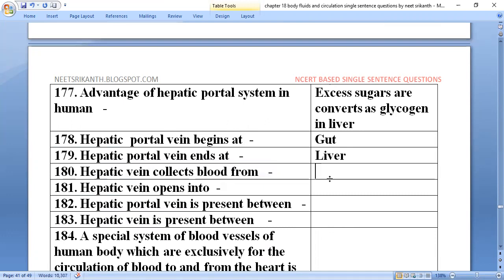The hepatic vein collects blood from the liver. The hepatic vein opens into the inferior vena cava; particularly, we have to answer it as inferior vena cava, post caval vein, even we can call it. The hepatic portal vein is present between the gut and the liver. The hepatic vein is present between the vena cava and the liver.